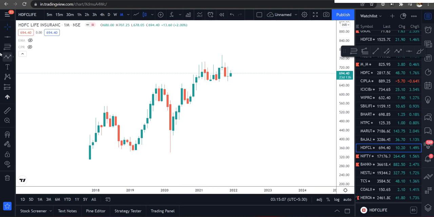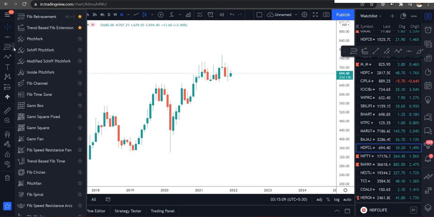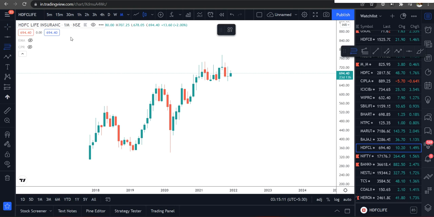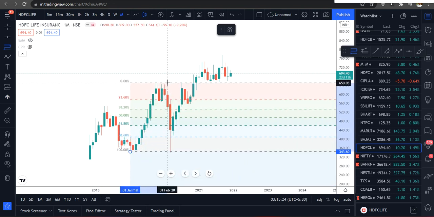Let me show the tool. On the left side, if you click here, you will get this Fibonacci retracement tool. We need to draw this on the uptrend. Okay, it starts from here, right? The swing low, and even we can start from here. This is a swing low here, so I will start from here to here.